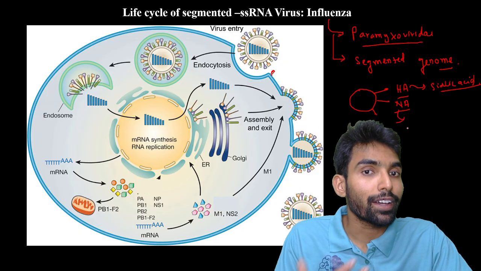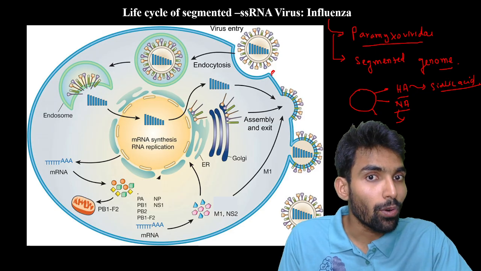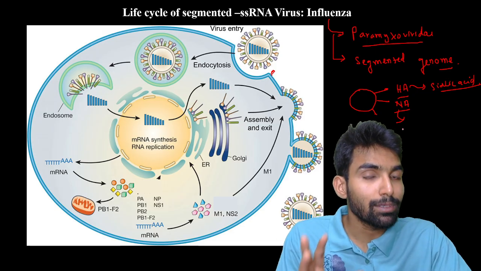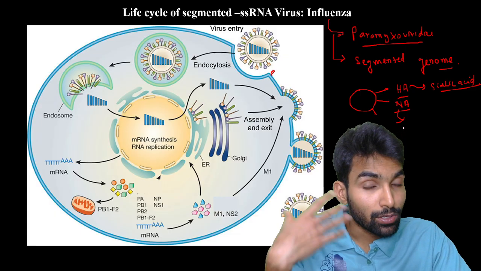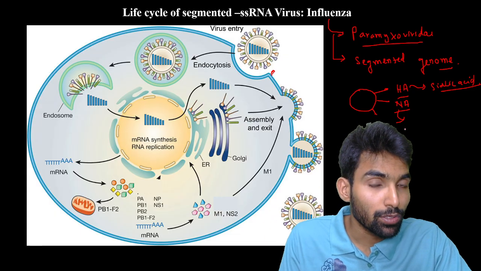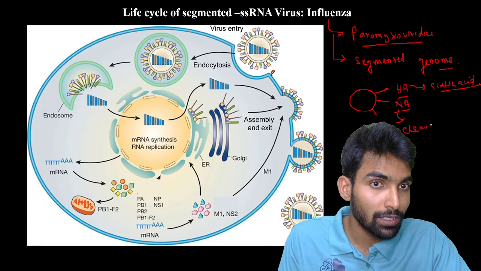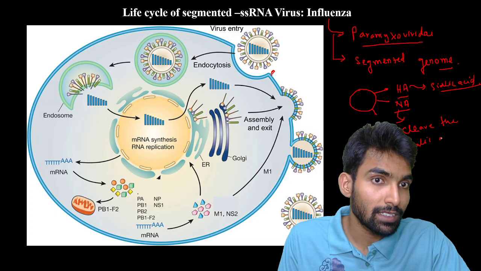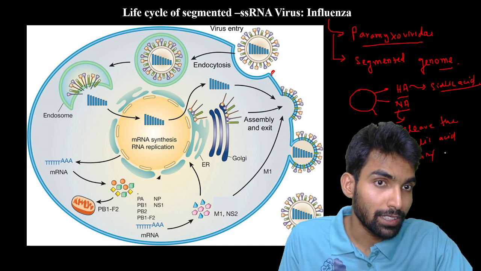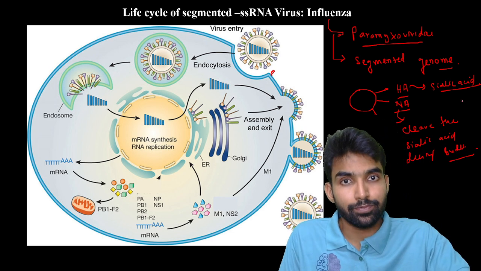Let's say the virus wants to bud, right? Now in the budding condition, if the virus is still attached with the sialic acid, then the virus will not bud. So the neuraminidase will chop off, so cleave the sialic acid during budding, but not during attachment, during budding, right?